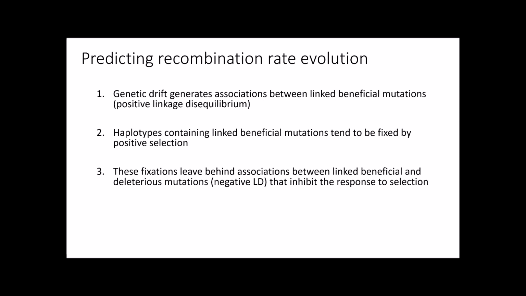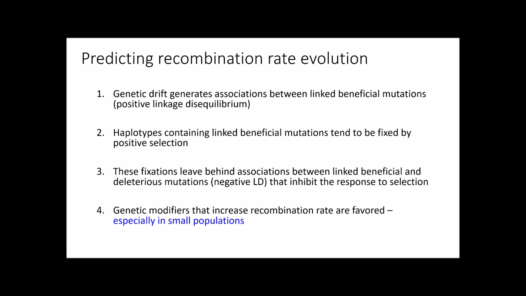response to selection. Okay, now what all this means is that if you have a mutation that increases the recombination rate, we would expect it to be favored, particularly in small populations where the effective drift is going to be high. So people have proposed in formal mathematical models that this kind of standing association between beneficial and deleterious mutations, which is going to be greater in small populations, will select for increases in the recombination rate. So what does this mean? Well, we predict that in small populations, we should see higher recombination rates, all else being equal.